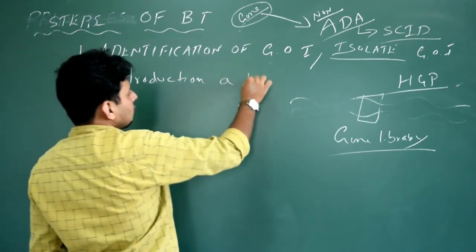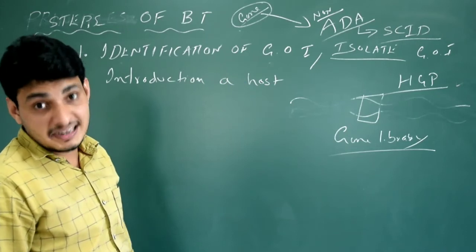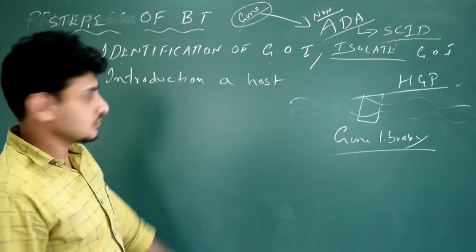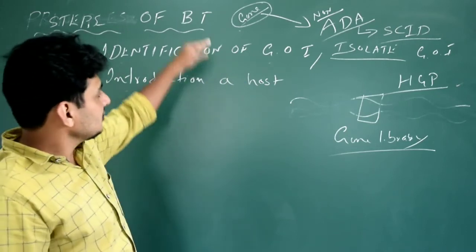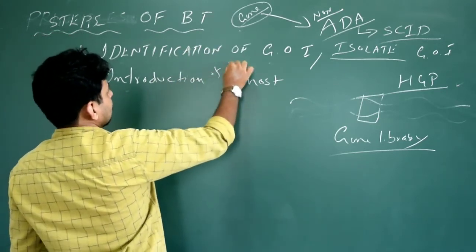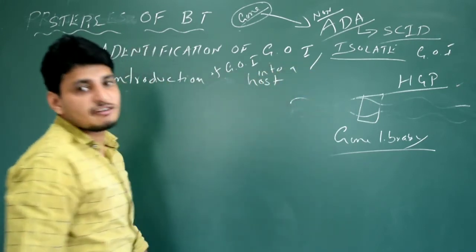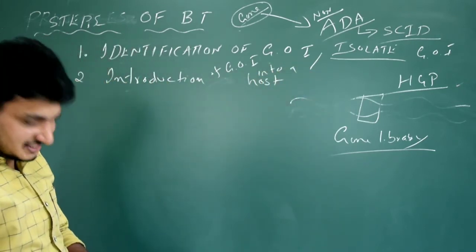Okay, once it is done, next you need to introduce this gene of interest into a host. Who is the host here? I am the host. I need this gene now badly. Yes, otherwise I will not survive. So introduction of this particular gene of interest into a host. Introduction of gene of interest into a host. I'll go fast from here onwards, otherwise I'll not complete the syllabus.